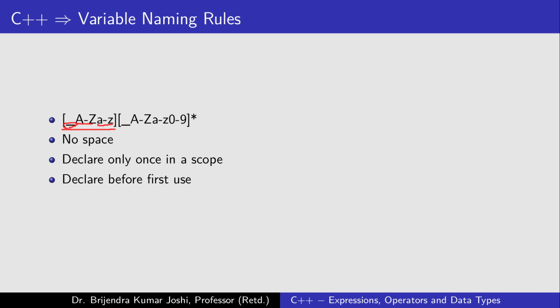In all, there are 53 options for the first character to name a variable, followed by any string made up of these 63 symbols: underscore, 26 uppercase letters, 26 lowercase letters, and 10 digits. Here, the star symbol indicates 0 or more occurrences of. It means any string made up of these 63 symbols may be of length 0, that is, a null string is also possible.